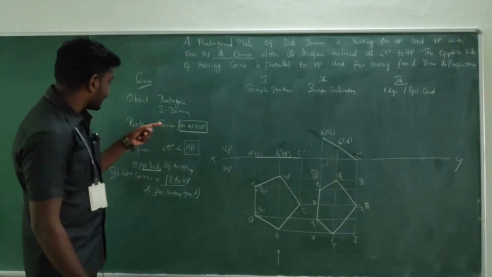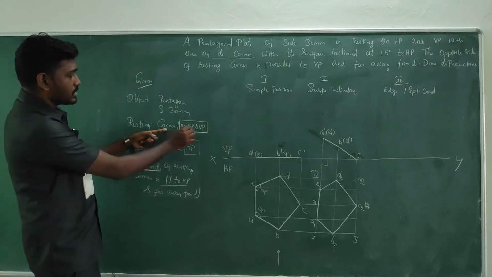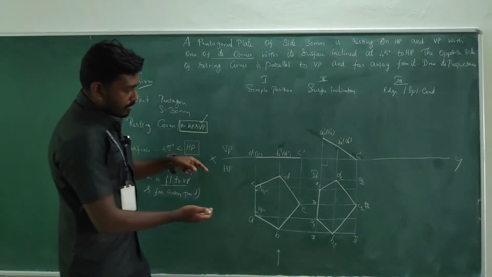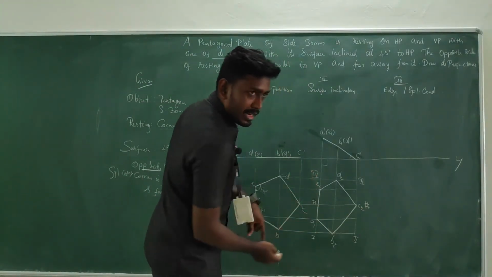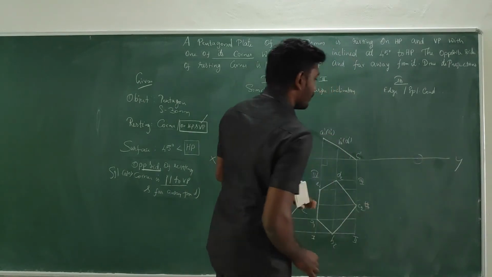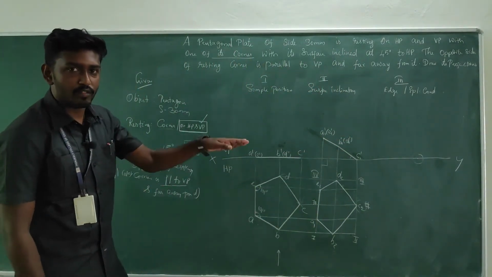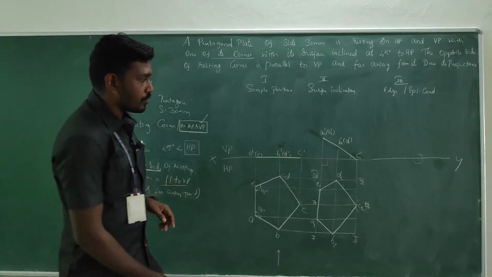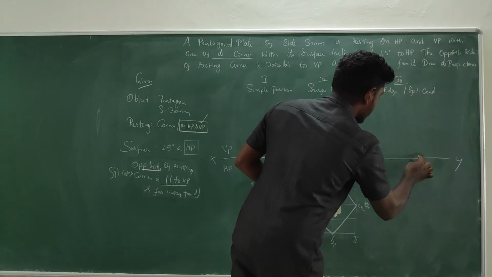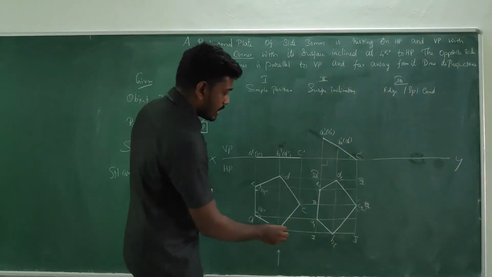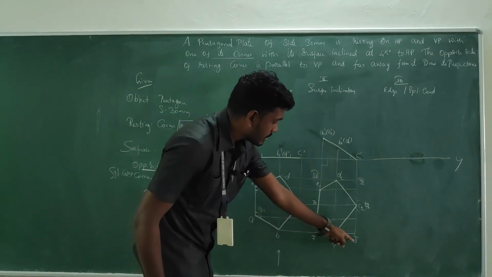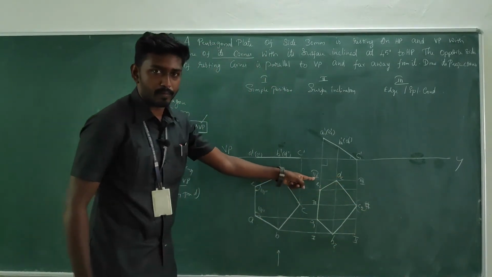And one more condition is there. Since the corner is resting on HP as well as VP, we have to make this edge parallel as well. The corner should be on VP, somewhere on the XY line. For that, just listen how I am going to construct it. So for that, just make the boundary. I have taken it as 1, this is 2, this is 3 and this is 4.